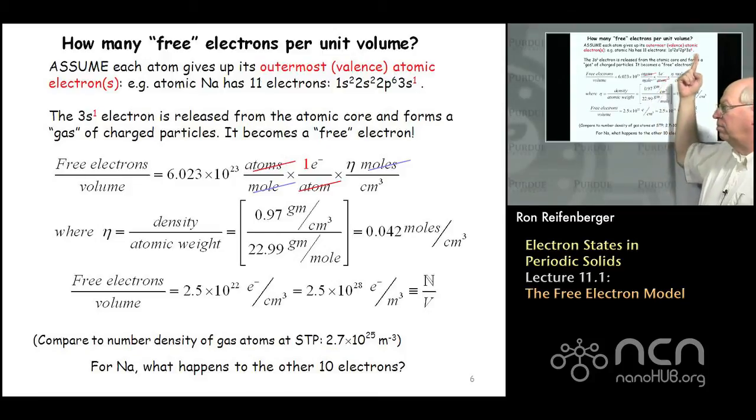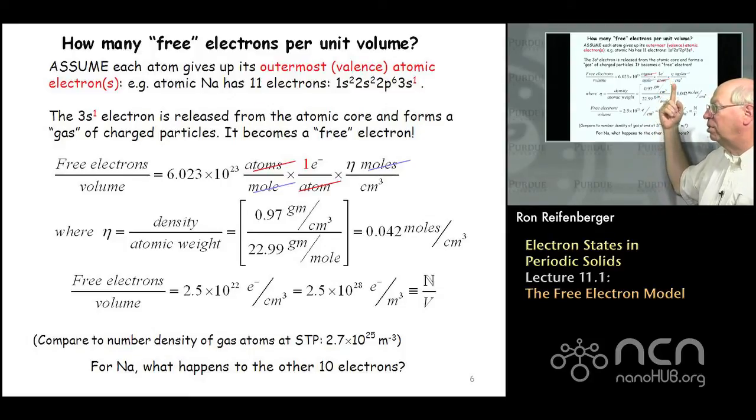This one comes from the 3s1 configuration known from the atomic states. And then we also need another number to convert moles into cubic centimeters. So this is basically a molar volume type of number. And the molar volume can be gotten from the density and the atomic weight. So the motivation for calculating the density on the previous slide is to use it in this calculation.